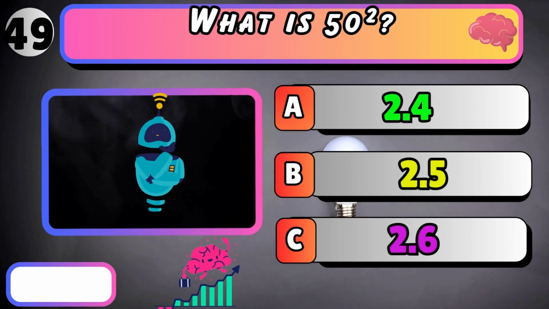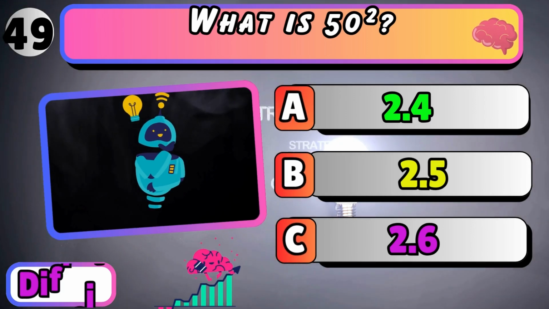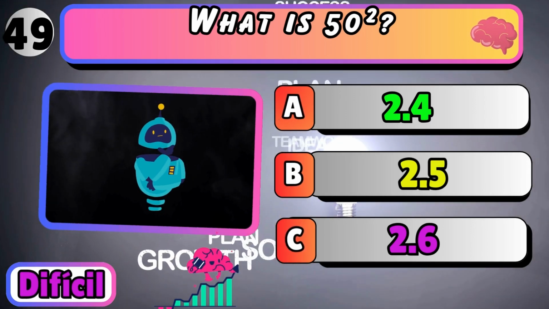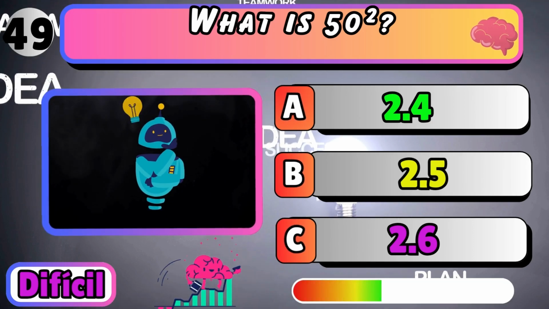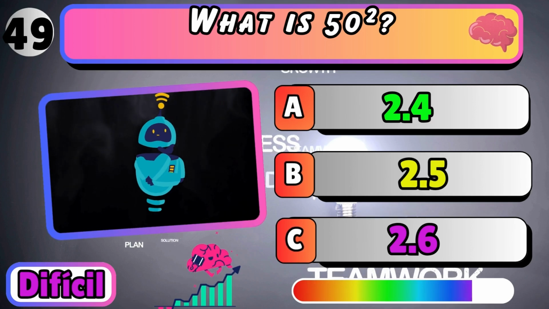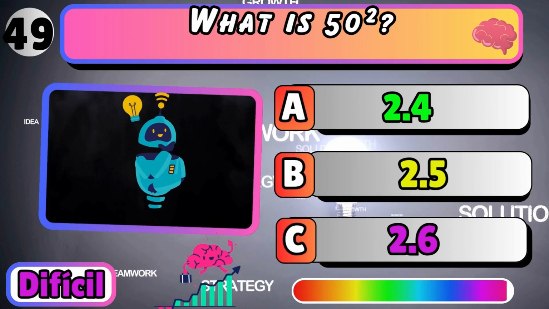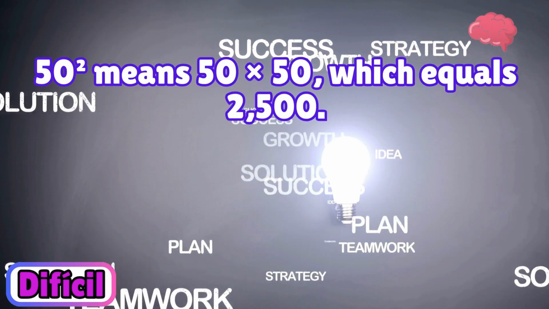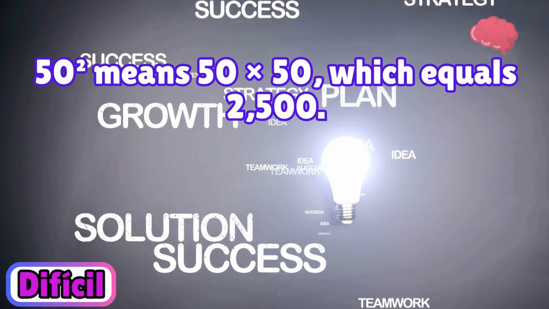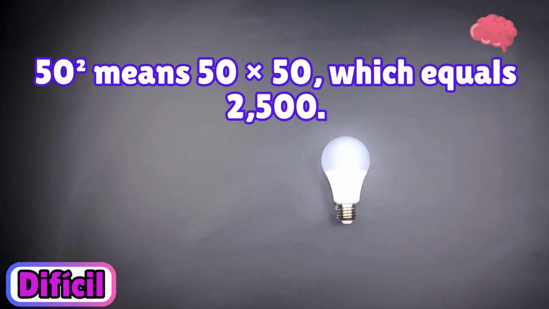What is 50 squared? 2,400, 2,500, or 2,600? 2,500. 50 squared means 50 times 50, which equals 2,500.